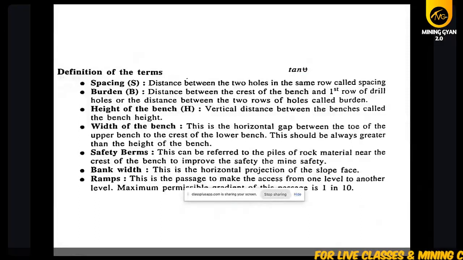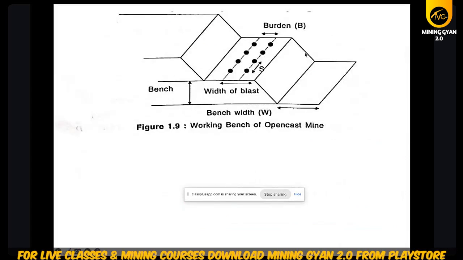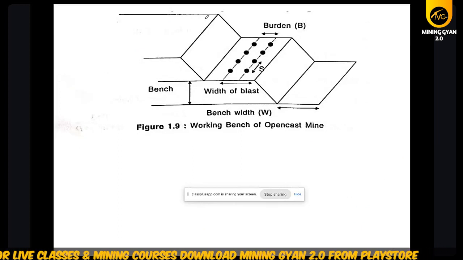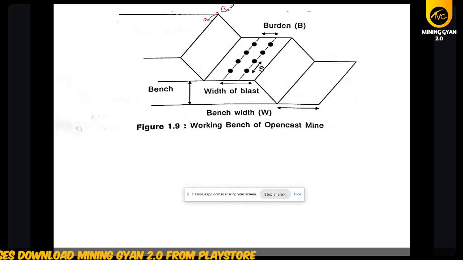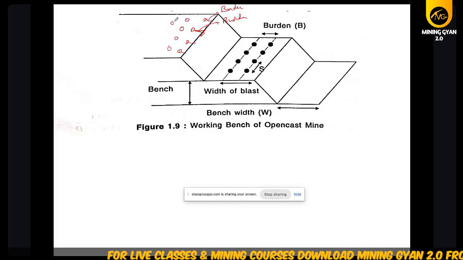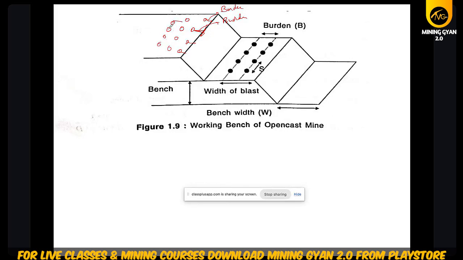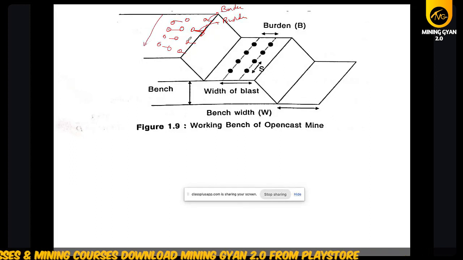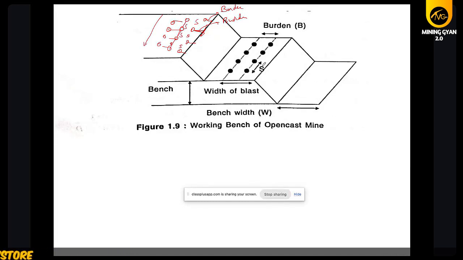Okay. Now, spacing, burden, height of the bench, width of the bench, safety berm, bank width. Dekho. If this is your diagram, so basic, kabhi bhi field mein bhi jaoge na, so agar maine ye hole mara, so this is your burden. If this is our hole, from this distance this is your burden, this is burden, this is also burden. If we drill holes again, this is burden, burden, burden. And if we go in this direction, then that is spacing. This is also spacing between these two holes. This is spacing, this is also spacing.